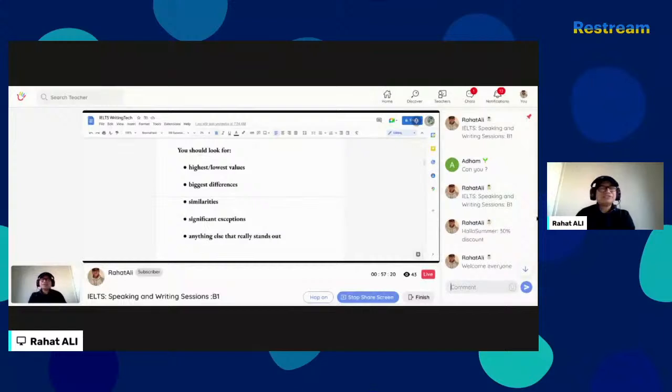Do you know the meaning of stands out? Which is really important and unique. Stands out is a phrasal verb. So unique, noticeable as well.